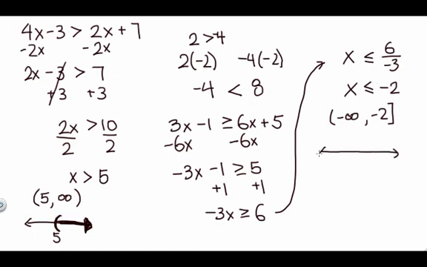If I asked you to graph it, at negative 2 you would have a bracket, and it would face the other direction because it has to be smaller. Okay, so that's it for our first set of examples. We'll come back to some more examples that are a bit more complicated.